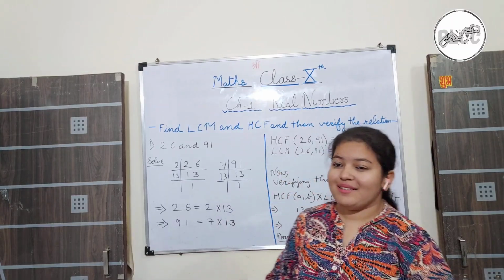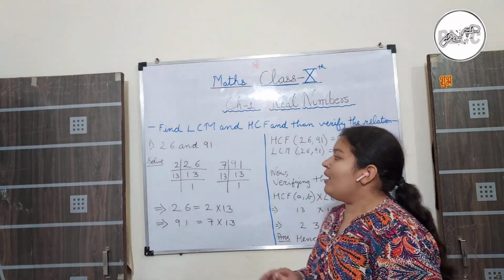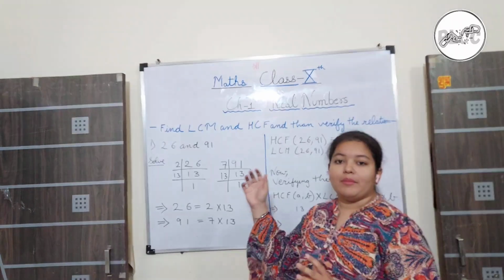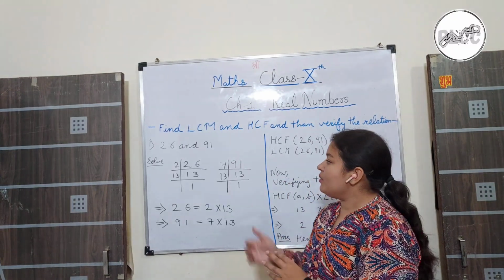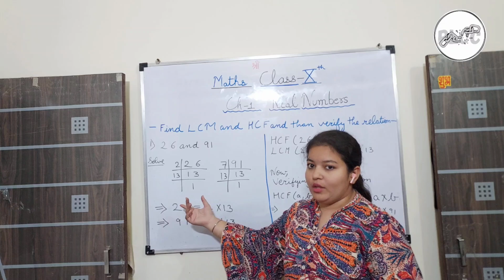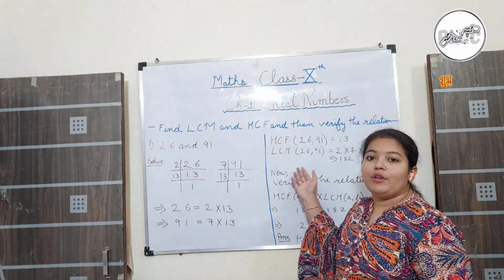So our next question says to find the LCM and HCF and then verify their relation. First of all, here we are given two numbers of which we have to find LCM and HCF, and then we'll verify the relation. So first we'll find the factors of both the numbers and write it as we did in the first question. Then we'll find HCF and LCM.